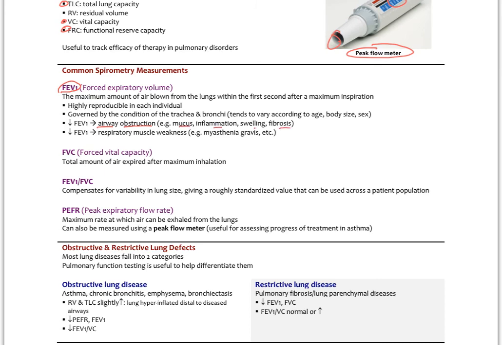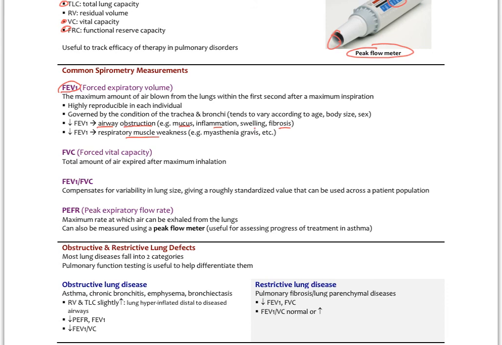It can also indicate a respiratory muscle weakness, like myasthenia gravis, which is an autoimmune disease where you create antibodies against the neuromuscular junction. It's going to affect your breathing muscles, and we're going to have a decreased FEV1.